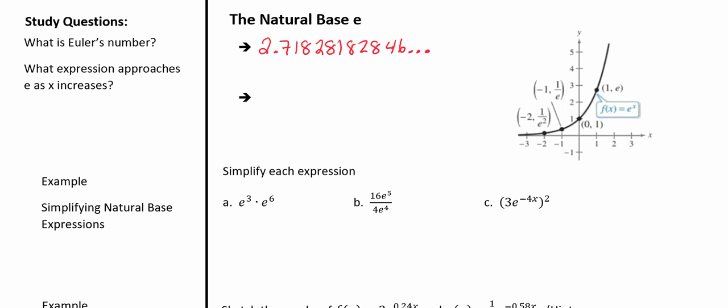Euler's number is an irrational number that is non-repeating. It's 2.71828182846, and it goes on forever. It's also known as the number e.